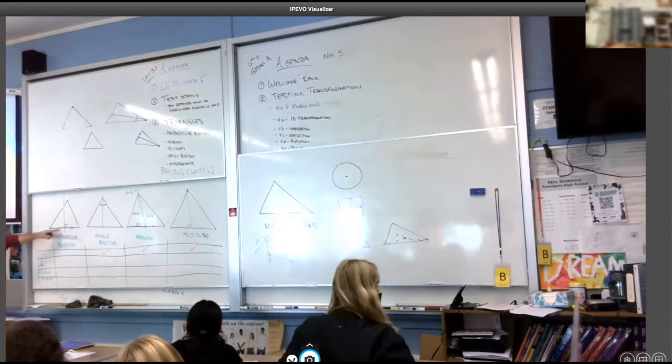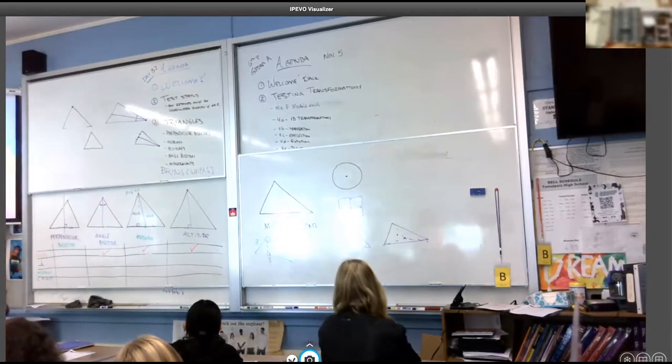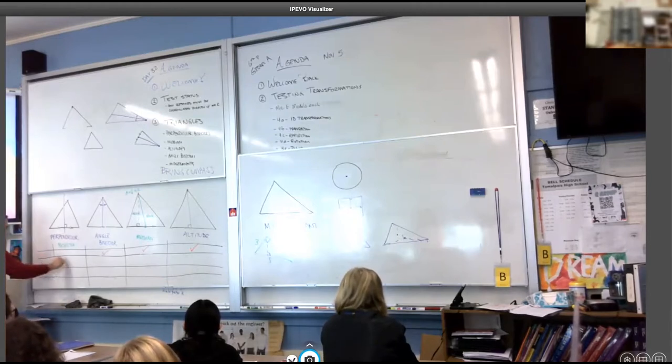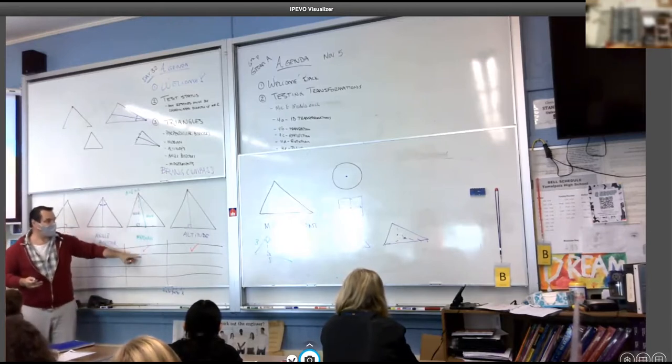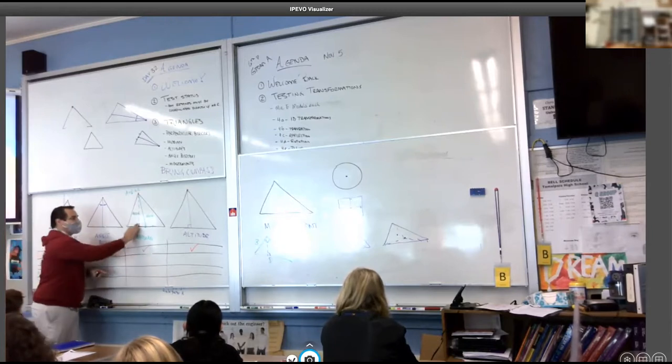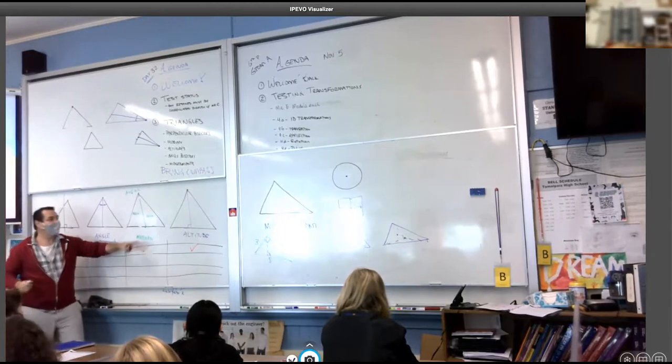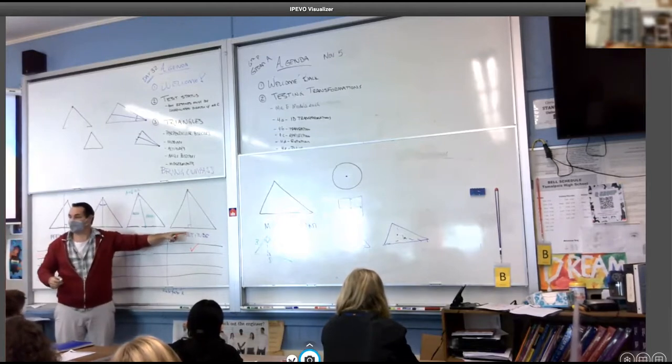Second one, is it perpendicular to the base? In a perpendicular bisector, is it perpendicular? Yeah, it's in the name. Is an angle bisector perpendicular to the base? No. Not necessarily, good answer. Is a median perpendicular to the base? No, it's not. Is an altitude perpendicular to the base? It is.